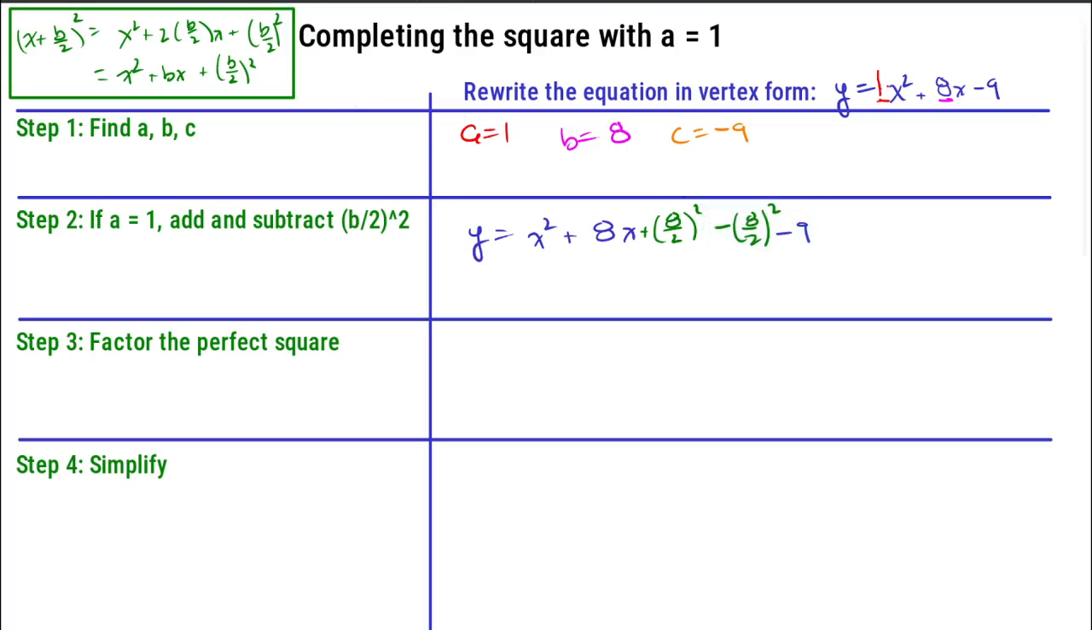All right. Now, the next step, we want to factor the perfect square. So if we put parentheses around these first 3 terms, this is a perfect square pattern. That's exactly what that green box up in the top left corner is telling us. We can factor that as x plus b over 2 squared. We have y equals x plus 8 over 2 everything squared. And then we have the 2 terms outside the parentheses still. They haven't changed.